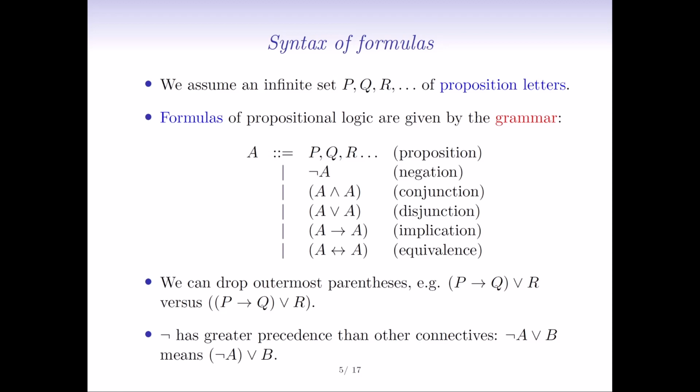Also, another kind of notational convention is that I usually won't bother to put any brackets around a negation. Negation somehow binds tighter than the other connectives or has greater precedence. So that means that, for example, when I write the formula not A or B, I don't mean not A or B. I mean that the not binds tighter than the or. So not A or B should always be read as meaning not A or B.